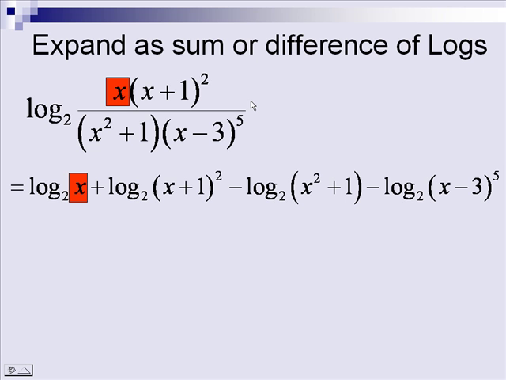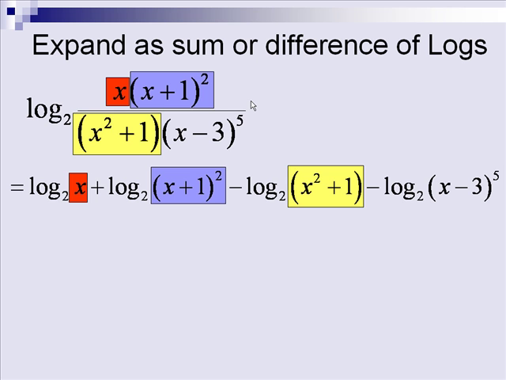So notice here I have the x in the numerator gets a positive log. This x plus 1 squared, that whole term, gets a positive log because it's also in the numerator. The x squared plus 1 gets a negative log because it's in the denominator. And the x minus 3 to the 5th also gets a negative log in the denominator. Like before, I can separate these out, do the division, but then make sure I have that negative that distributes to both of these terms that are down here. So log base 2 of x plus log base 2 of x plus 1 squared minus log base 2 of x squared plus 1 minus log base 2 of x minus 3 to the 5th.